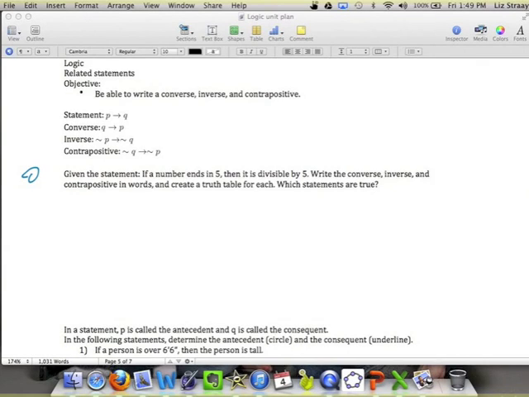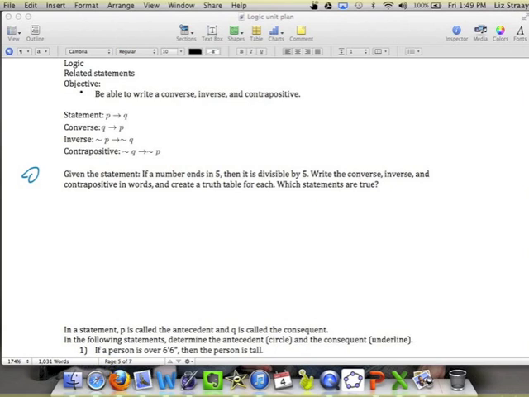Different ways that we can rearrange statements. So they are all going to be in conditional format, which is usually if-then is usually how we write it, but we'll look at a few different ways to write it. So at the top it says our statement, our starting place is if P then Q. What a converse does is it reverses the two positions. So if Q then P.